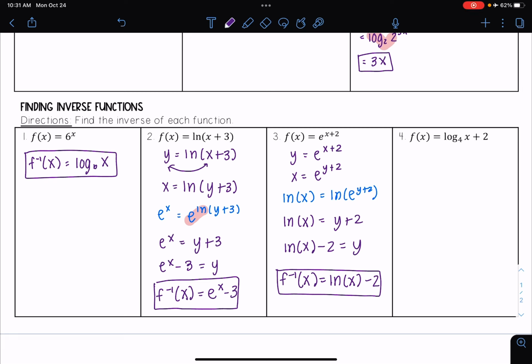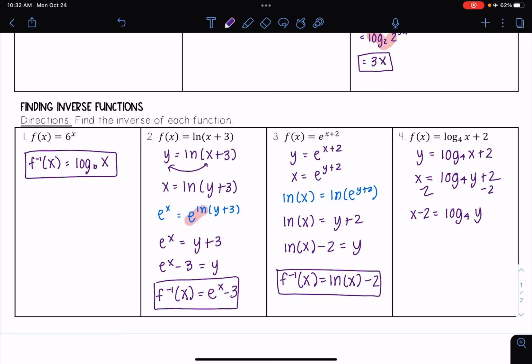Okay, let's look at one more. Number 4, I have f of x is equal to log base 4 of x plus 2. First, I'm going to write this as y is equal to log base 4 of x plus 2. And now I'm going to have x and y switch places. So this becomes x is equal to log base 4 of y plus 2. And now I need to solve for y. So I want to first subtract that 2 to the other side. And so I have x minus 2 is equal to log base 4 of y.